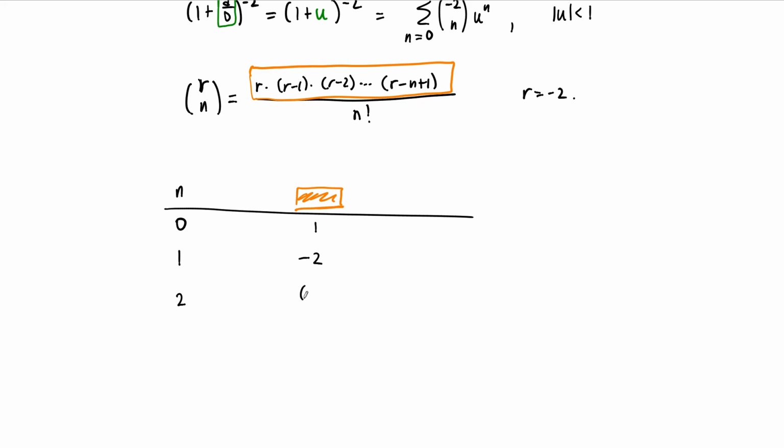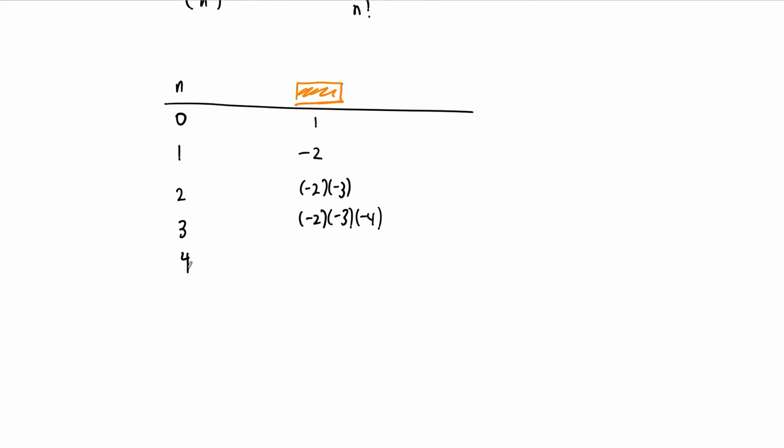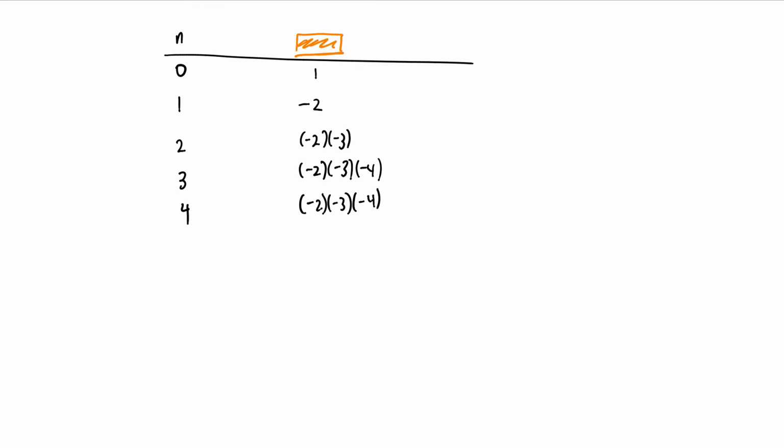So the next term is going to be -2 times -3. And then when n is 3, we get -2 times -3 times -4. All right, and maybe we can already see the pattern, but let's just go one more. So when n is 4, we get -2 times -3 times -4. And I think we can see it. For a general formula, when n is just equal to n, what do we get?